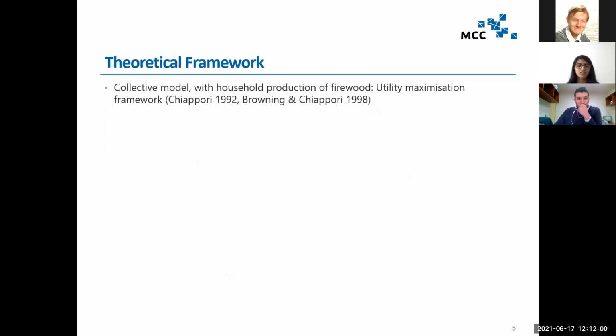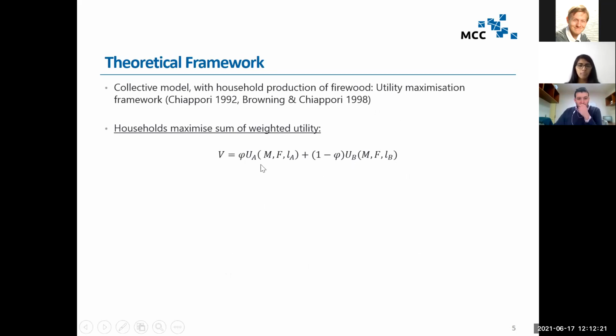So we begin with the collective model developed by Chiappori, but we also add household production of firewood. So first of all, households are maximizing the sum of weighted utilities of each of the members. And in the first case, we simply consider men and women as two members in the household, and each of them has a Pareto weight. So essentially, each individual consumes firewood F. They consume their private leisure LA and LB, and they also consume other fuels that are purchased on the market. So M here is the vector of market fuels, like I mentioned earlier, like LPG, electricity, and so on.